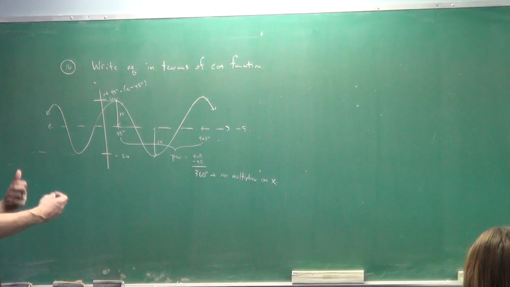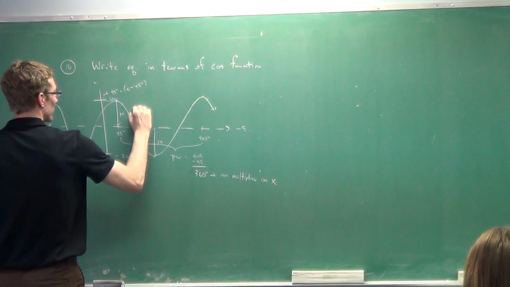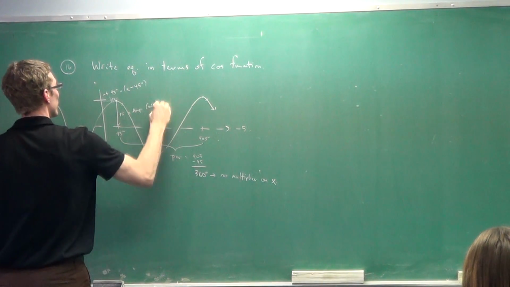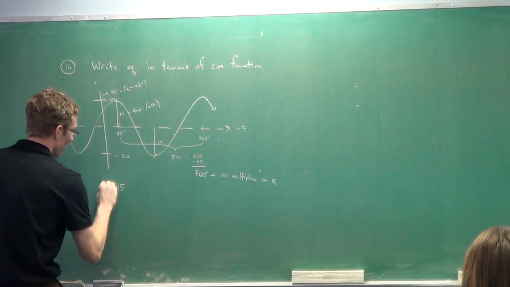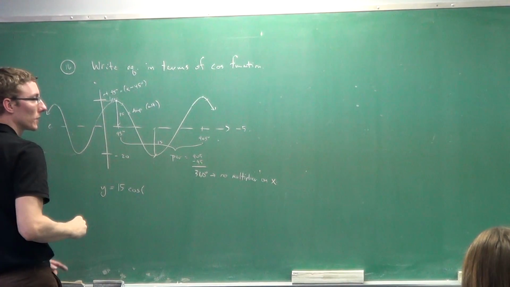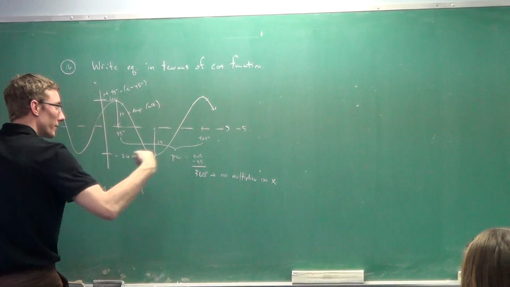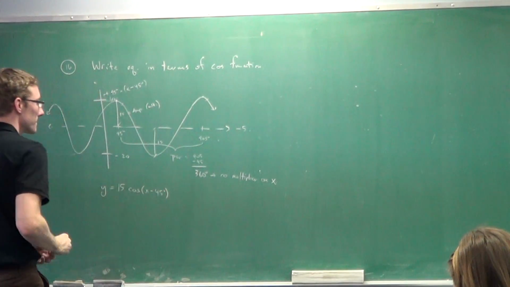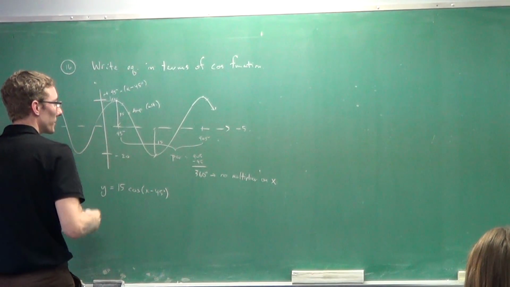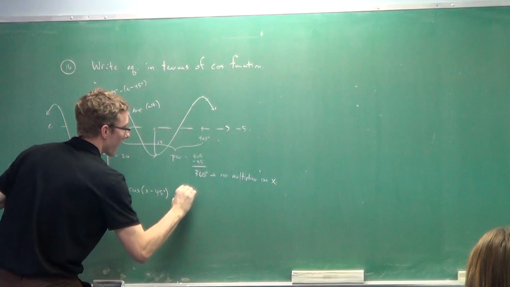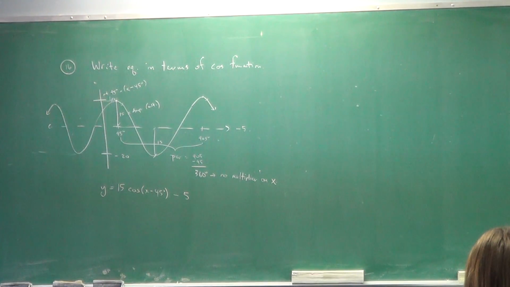So let's put all this information together. Amplitude, that's the multiplier at the beginning. So we have y equals 15 cosine, not cosine x, because we've been shifted. So we're going to plug in x minus 45 degrees. And we've also been shifted vertically. The center line is not at 0, the center line is down at 5. So we'll go -5.